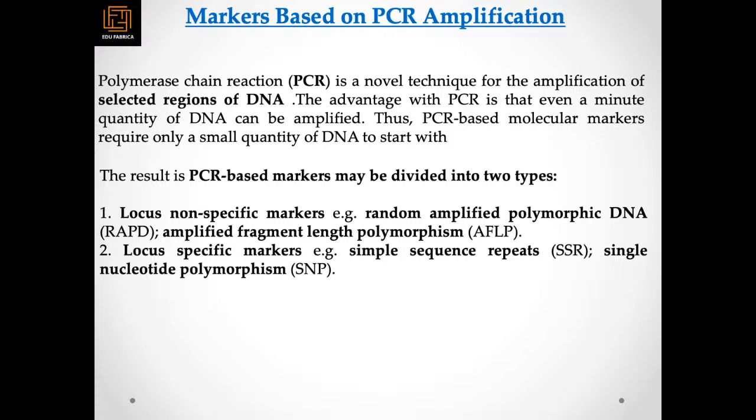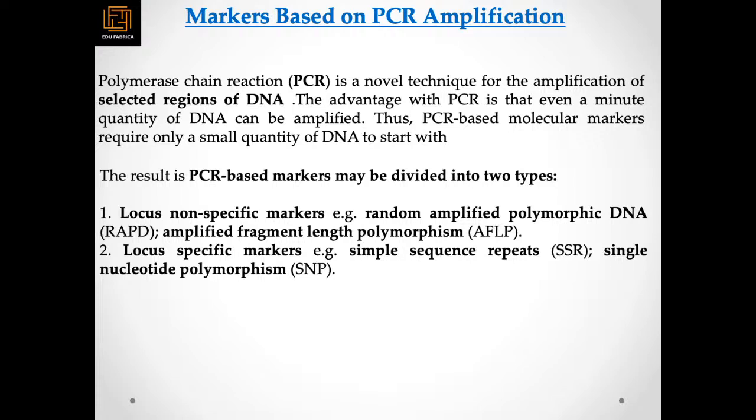Now comes the next part, the second type of molecular markers, which are based on PCR amplification, that is the polymerase chain reaction, which is quite a novel technique at the moment and which uses amplification of a selected region of DNA. The main advantage is that in a minute we can have a quantity of DNA which could be amplified and could start the reaction. PCR based markers may be divided into two types.